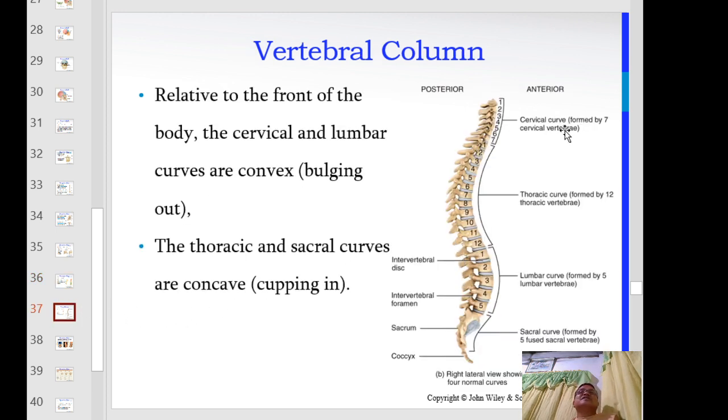So you have 7: 1, 2, 3, 4, 5, 6, 7. Then you have 12. Then 5. Then 1. The sacrum is 5 fused sacral vertebrae. Then 1 coccyx. So that is the number per class.